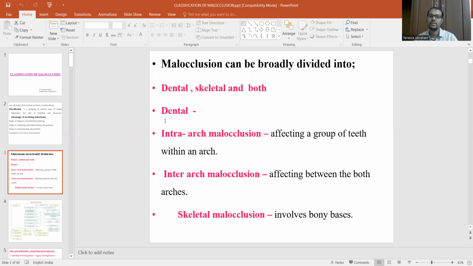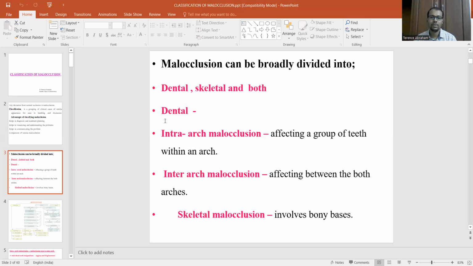Malocclusion is broadly classified into dental, skeletal, and both, that is a combination of both skeletal and dental. Dental is again divided into intra-arch malocclusion and inter-arch malocclusion. Intra-arch malocclusion affects a group of teeth within the same arch. In its term only, it is very clear. Inter-arch malocclusion is the malocclusion which is present between both arches.